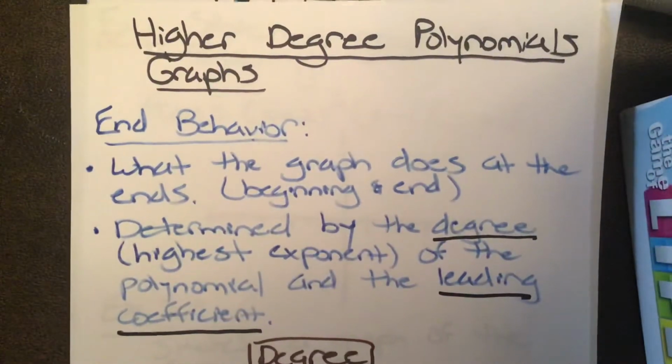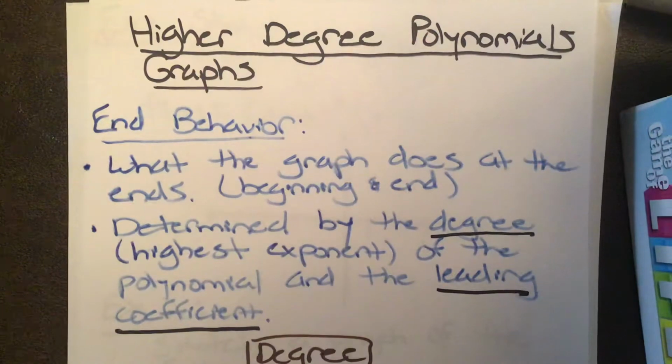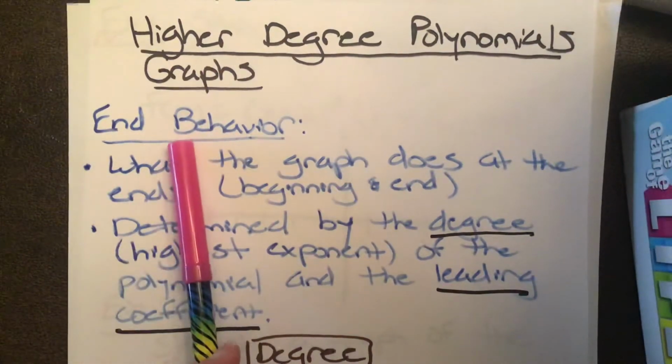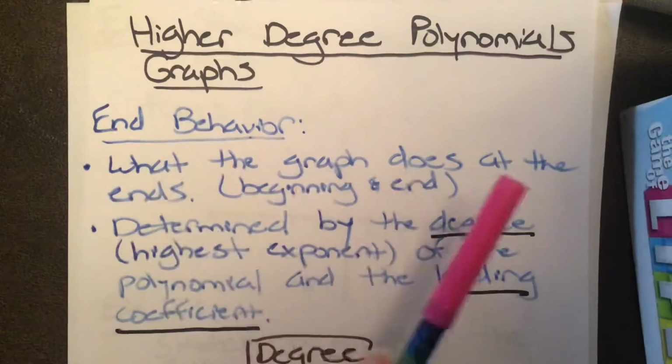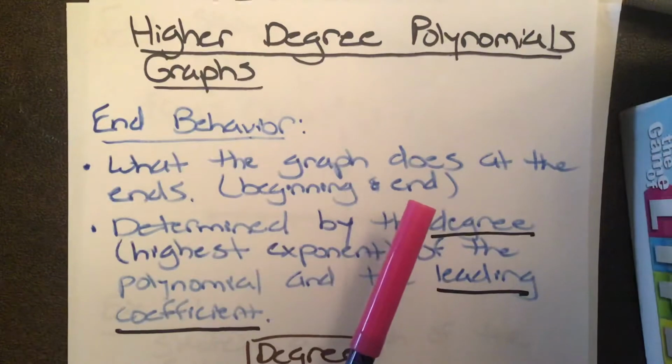I'm going to be reviewing with you guys today higher degree polynomial graphs. So the first thing we need to remember when we're trying to graph higher degree polynomials is how the end behavior works. First of all, end behavior is what the graph does at the ends. In other words, at the beginning and the end. How does it start and how does it end?